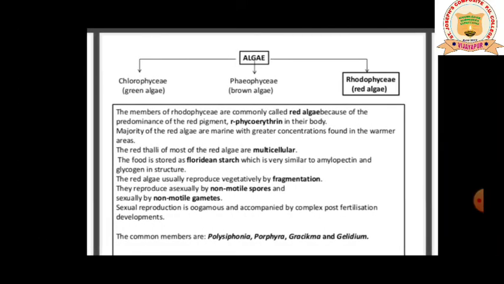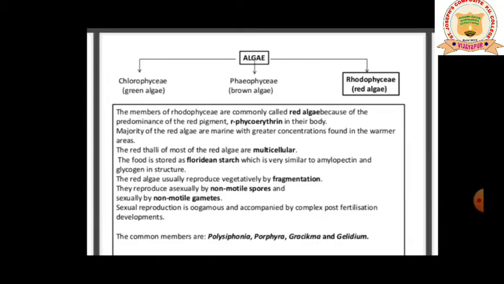Now coming to the Rhodophyceae, commonly known as red algae, containing pigments chlorophyll A and D, and along with A and D it contains phycoerythrin as a pigment which gives the red color to the red algae or Rhodophyceae. The stored food material in the red algae is floridean starch. The cell wall is made up of cellulose, pectin and polysulfate esters.